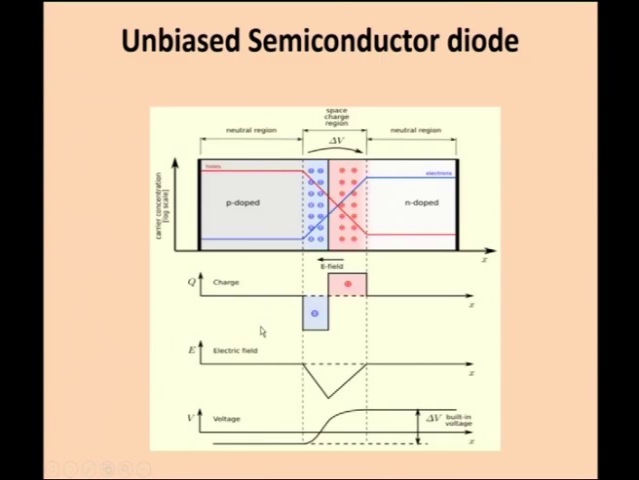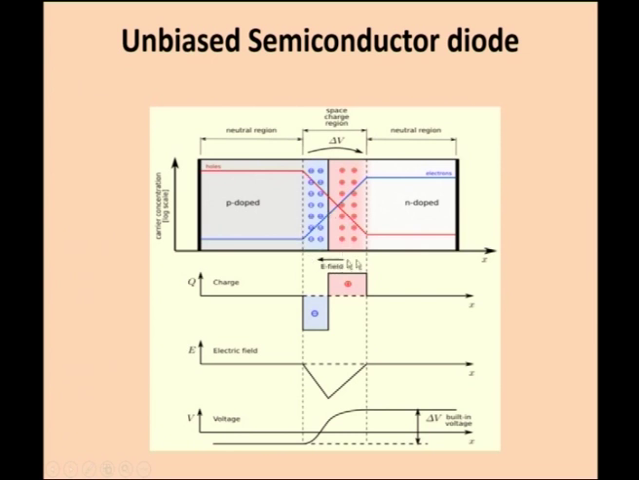This picture shows the unbiased semiconductor diode, where the p-type semiconducting material is doped with trivalent impurity, so it has majority carriers as holes. N-type semiconducting material is doped with pentavalent impurity having majority carriers as electrons. When these two, p-type semiconductor material and n-type semiconducting material, are formed as a junction on the silicon wafer, the holes from the p side diffuse to the n side region and electrons from the n side diffuse to the p side region. Finally, the immobile charges are accumulated around the junction.